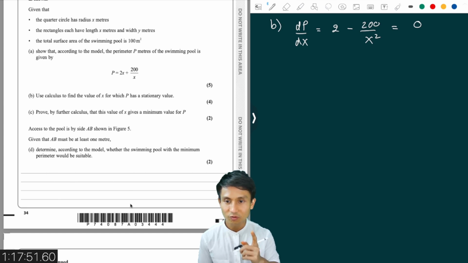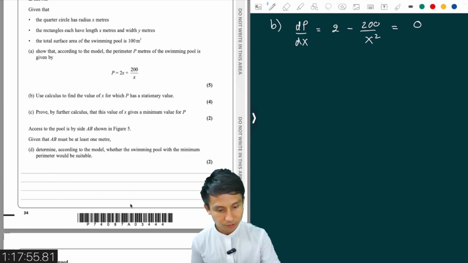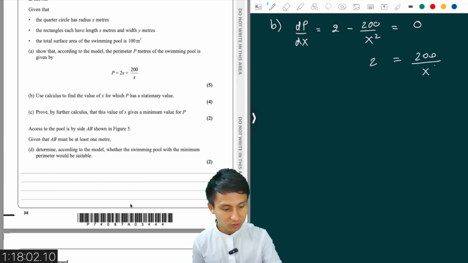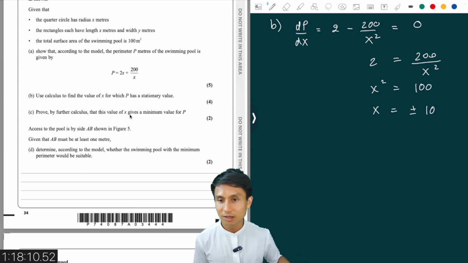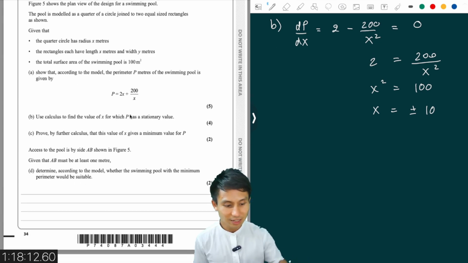And then we need to prove that that is the minimum. Okay, so we solve for x for this first. So 200 equals, moving minus 200 over x squared to the other side, we get x squared equals 100. So x is plus minus 10. Well, it cannot be minus 10 here. So x can only be 10.